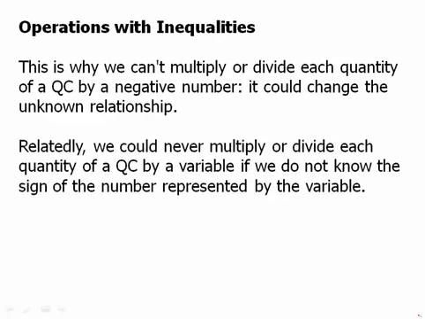Similarly, we can never multiply or divide each quantity by a variable if we do not know the sign of the number represented by the variable. Because a variable can hold any number. It could hold a positive, it could hold a negative. So that's the danger of multiplying or dividing by a variable. Now, if we're guaranteed for some reason, if the nature of the problem guarantees us that the variable is positive, then we could multiply or divide by it.